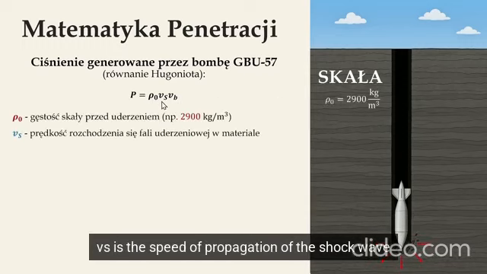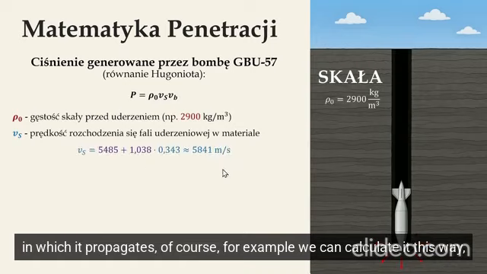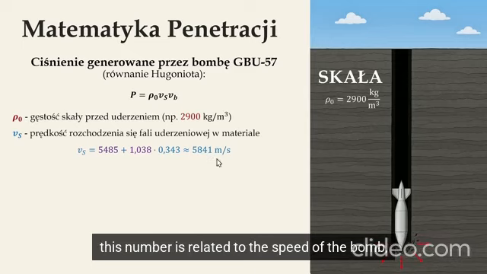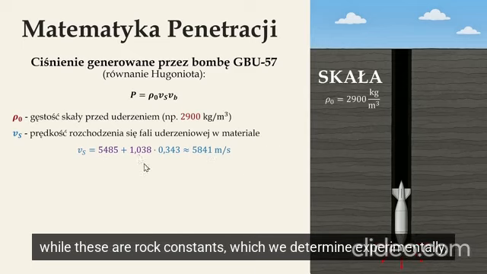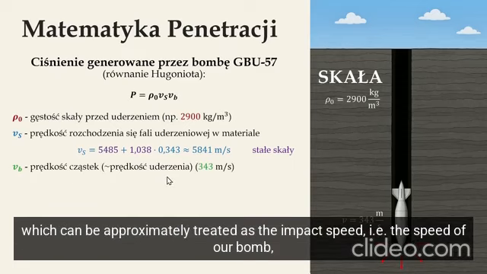of the rock, and the other variable is the speed of propagation of the shock wave in the material, it depends on the material in which it propagates, of course. For example, we can calculate it this way. This number is related to the speed of the bomb, while these are rock constants, which we determine experimentally, while V with the B index is simply the speed of the particles, which can be approximately treated as the impact speed, i.e. the speed of our bomb.